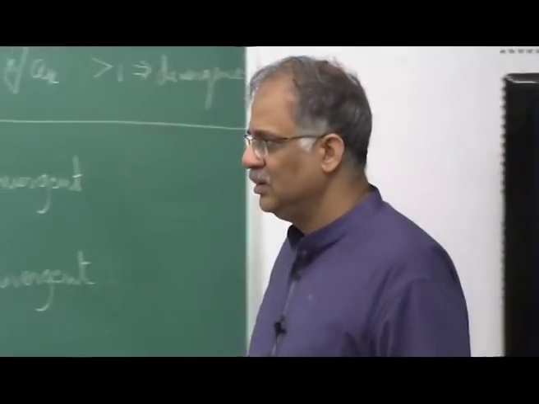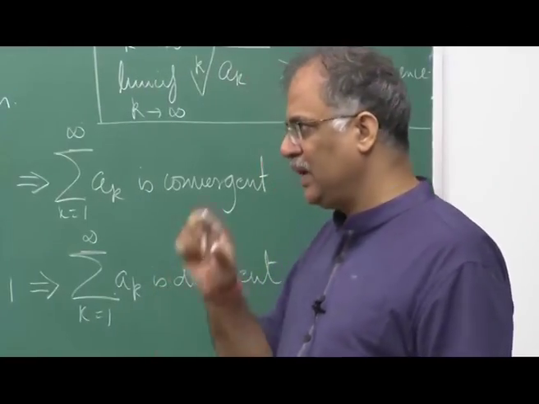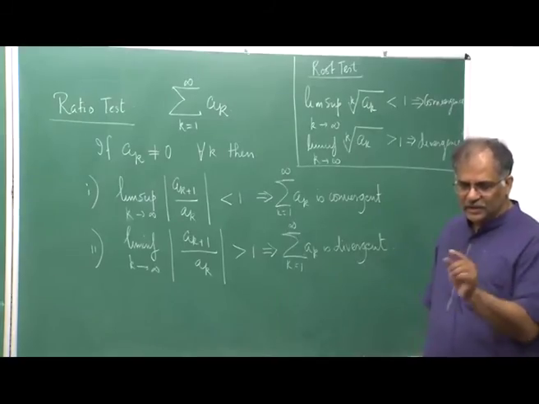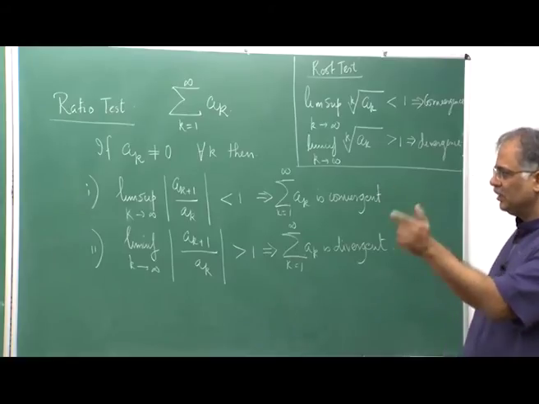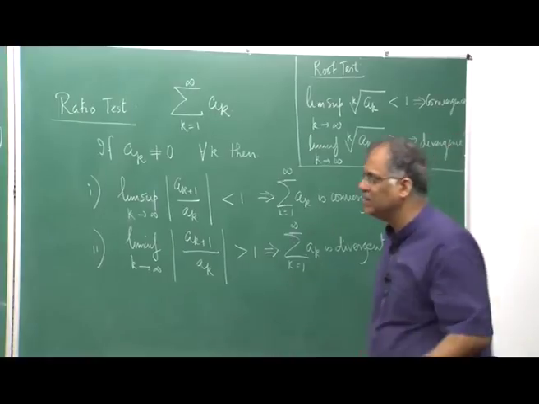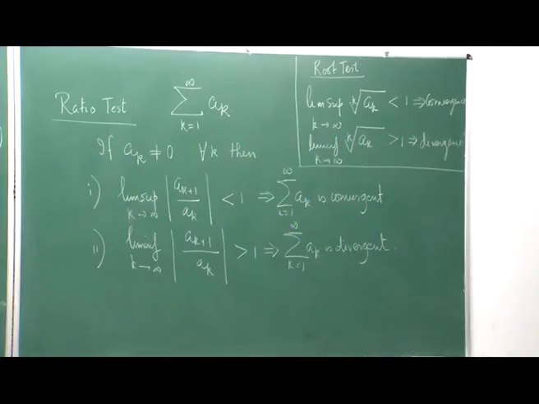Now, I want to end today's discussion with a very interesting result called Leibniz theorem on alternating series. Alternating series means a1 minus a2 plus a3 minus a4. So, all the odd indices will have a plus in front of them and the even subscripts will have a minus in front of them. Here is a very famous result. But first, I will give you a short example.